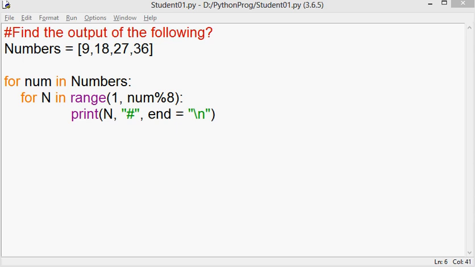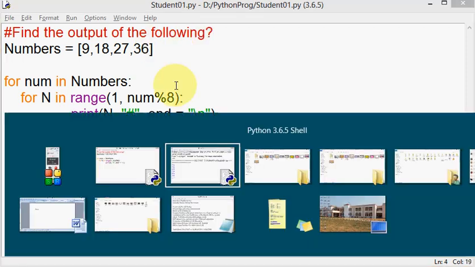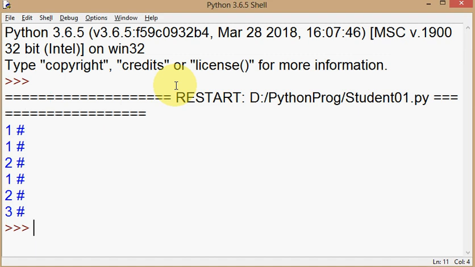In the CBSE exam, the question to find the output is asked every year. So I'm going to discuss one question to get the output. The question is: find the output of the following program, and the output will be like this. If we see the question, this is the output: 1 hash, 1 hash, 2 hash, 1 hash, 2 hash, 3 hash.